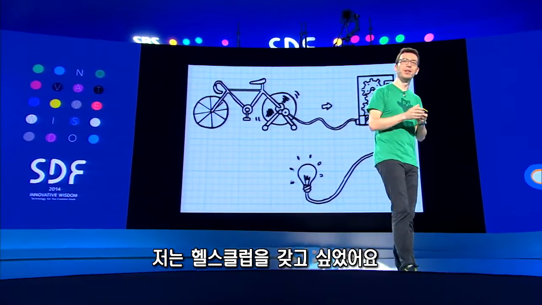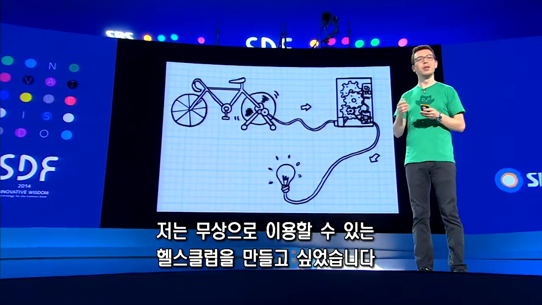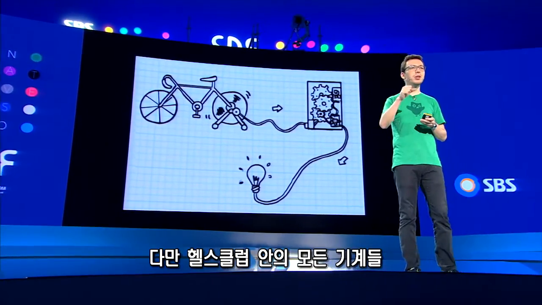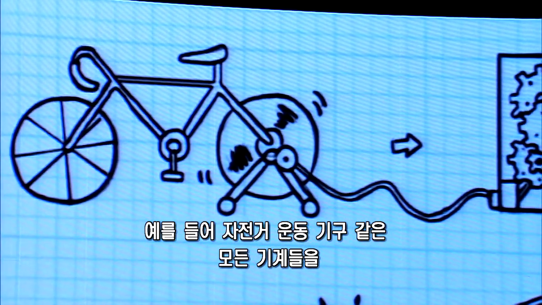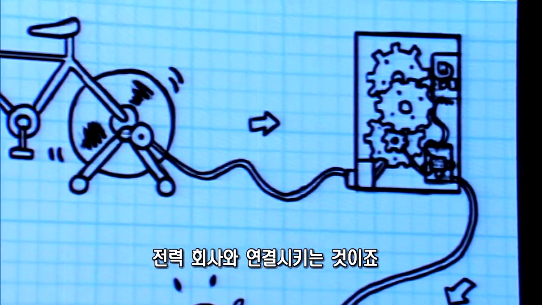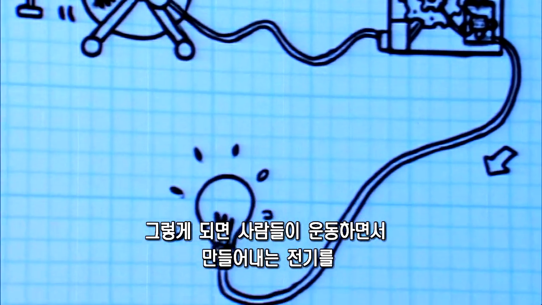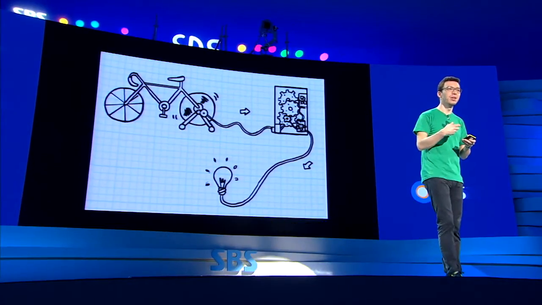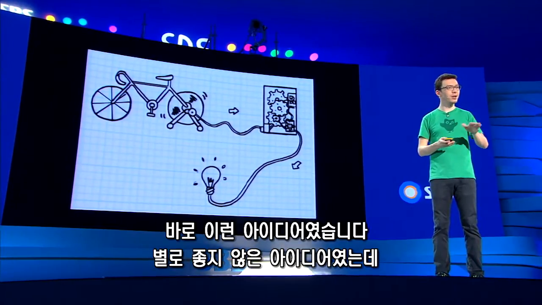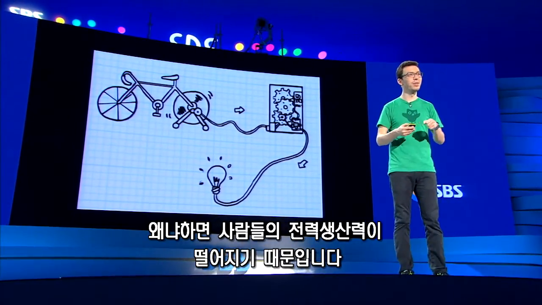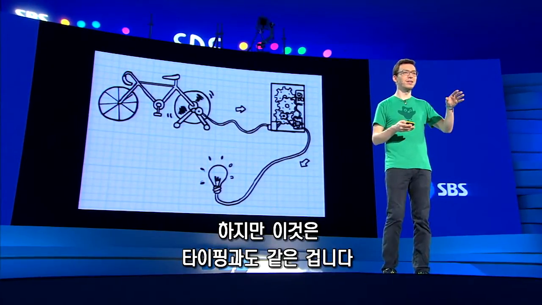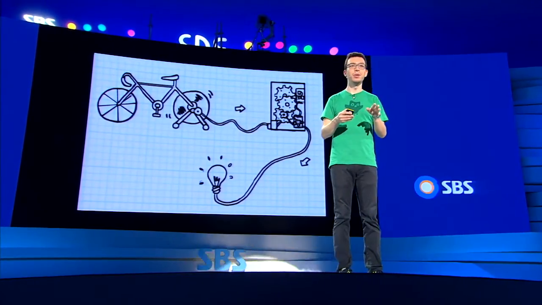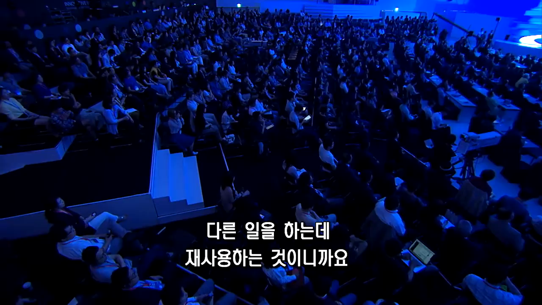I wanted to have a gym. This was when I was 13 years old. I wanted to have a gym where going to the gym was free. We did not charge anybody to go to the gym. But all the machines in the gym, the stationary bicycle, all the machines in the gym were connected to the electrical company. And then we would sell the electricity generated by people exercising to the electrical company. And that's how we would make money, as opposed to charging people. This was the idea. It turns out this is not a very good idea, because people are not very good at generating electricity. But it is the same underlying idea as digitizing books through CAPTCHAs, because we're taking an activity that people are doing and reusing it for something else.